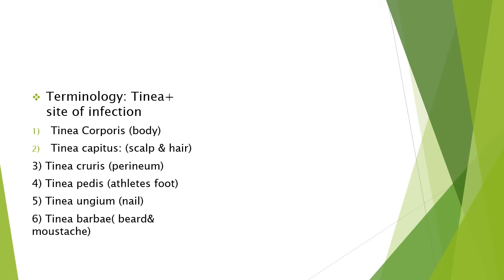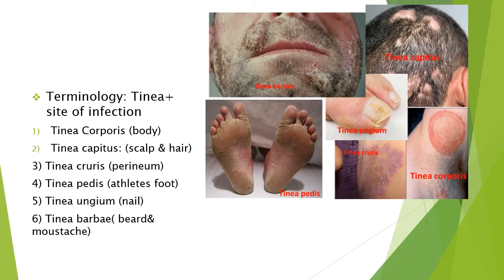To understand what I meant when I said different sites of infection have different names. So for terminology, if I say tinea, tinea is the first part of the word, which means that it's a fungal infection. The second part describes the part of the body. So corporis means in the trunk of the body. So tinea corporis occurs on the trunk, like chest or abdomen.